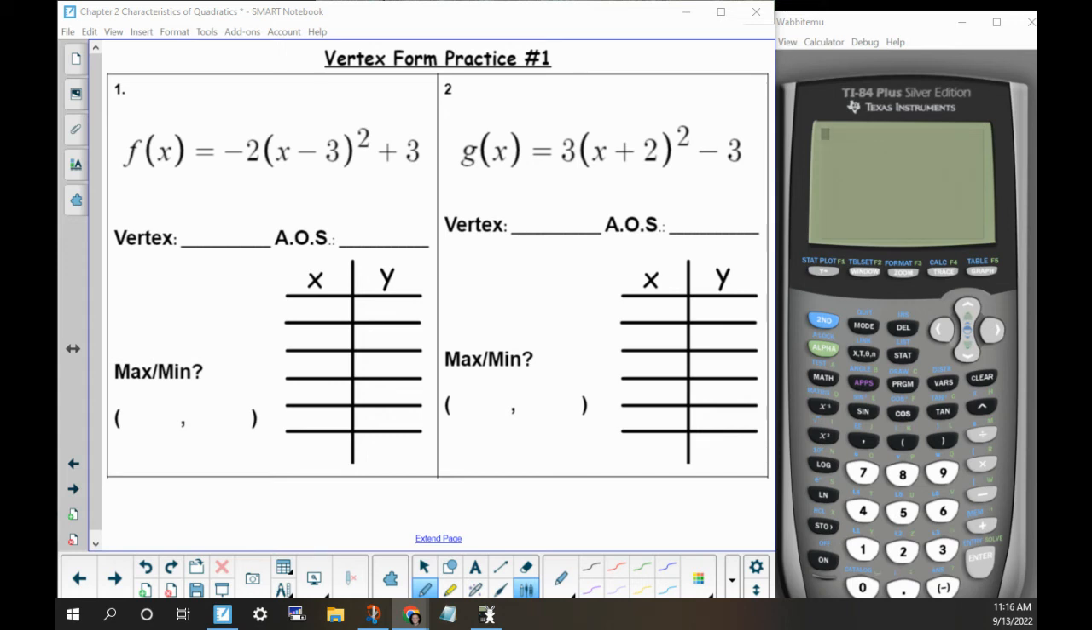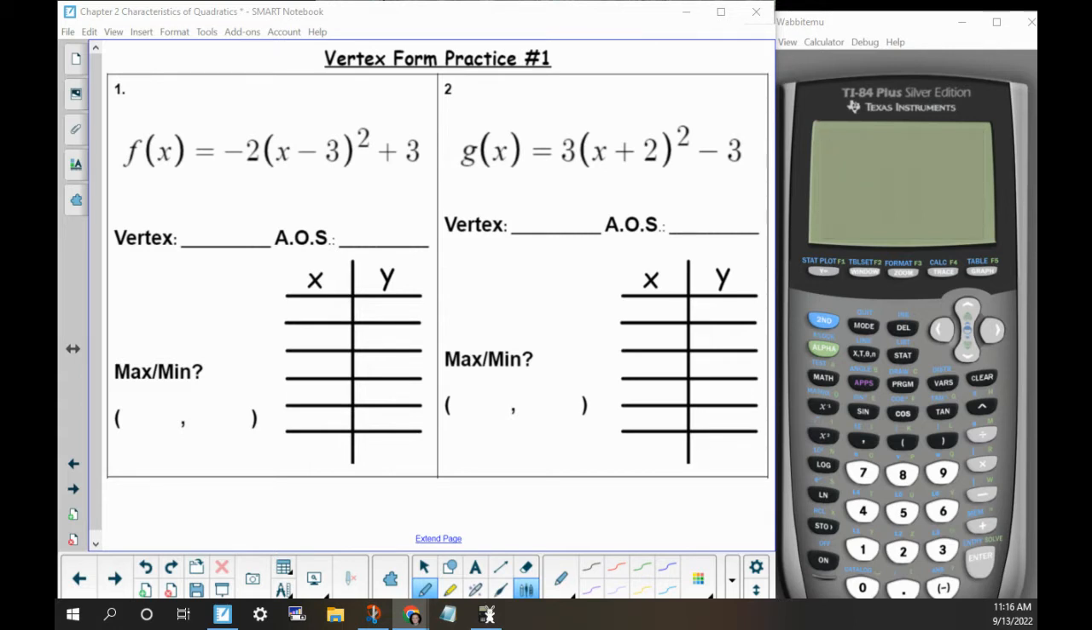Let's look at problem number 1. All right, problem 1. F of x equals negative 2 times (x minus 3) squared plus 3. We're going to do vertex form. What do we got to identify here to start? What 3 letters? What are we going to do?